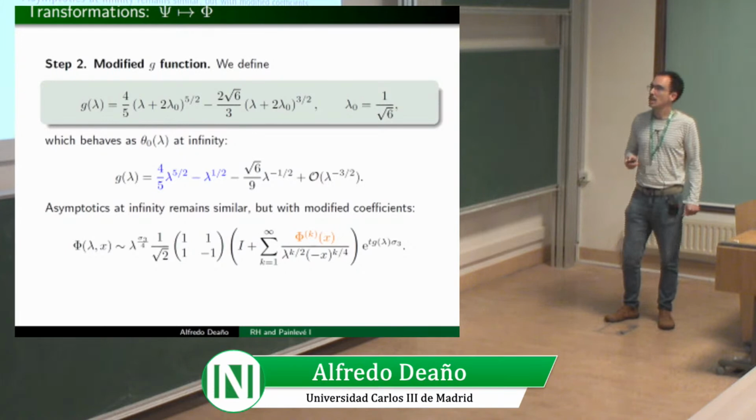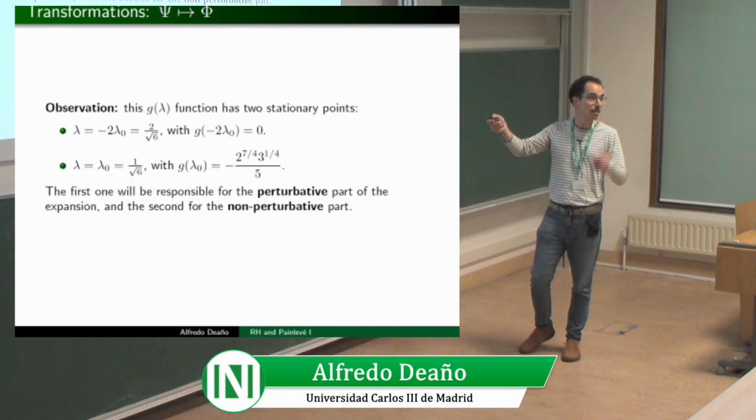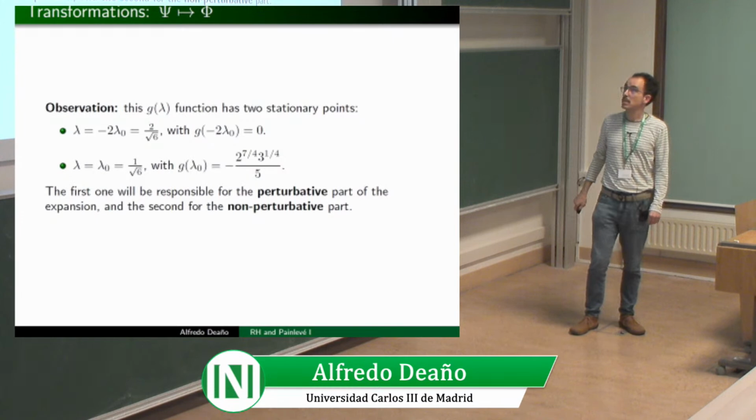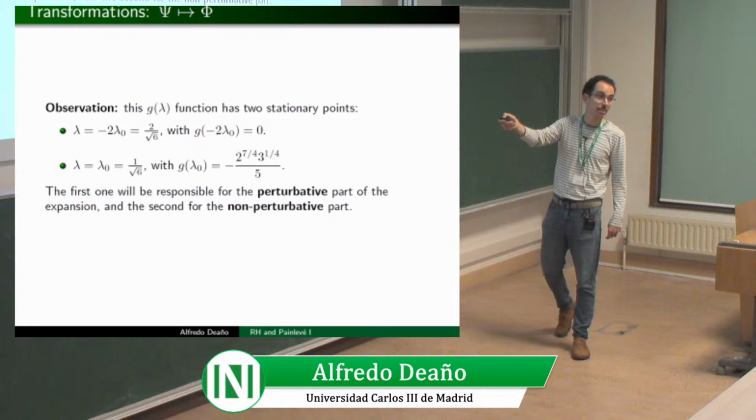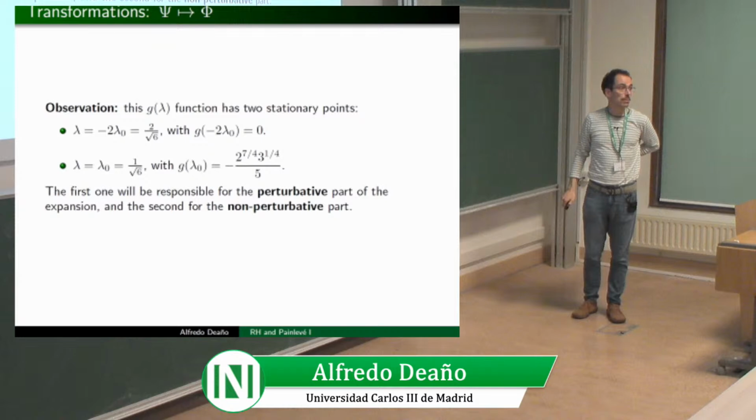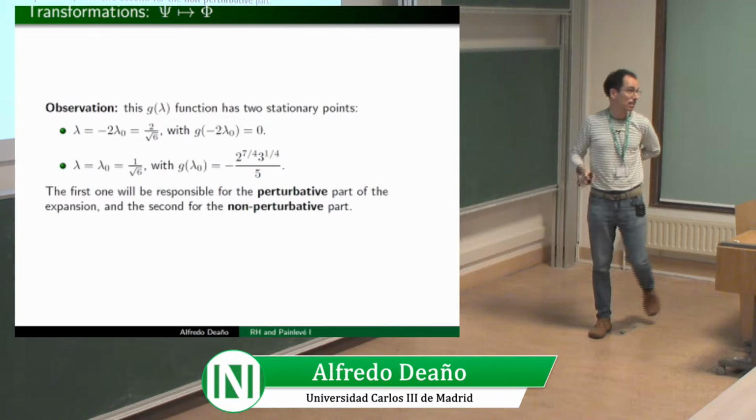Okay, and then this g function has two stationary points. You can check, derivative equal to zero. One of them is minus two lambda zero, where lambda zero is one over square root of six, and g is zero at that point. And the other one is lambda zero, one over square root of six, and then g has this value that people in Painlevé I would probably recognize, except for a factor of two, as the action that you expect in the exponential terms, okay?